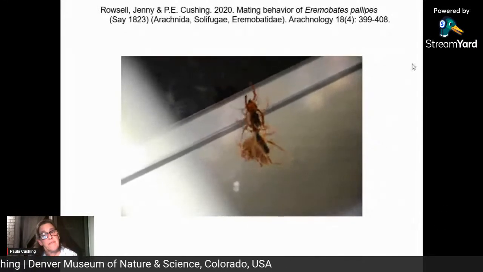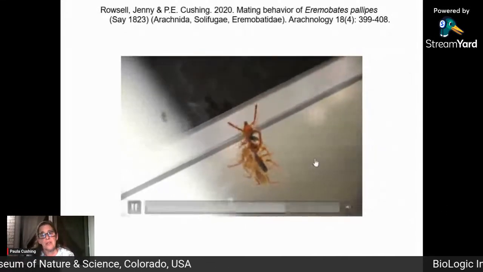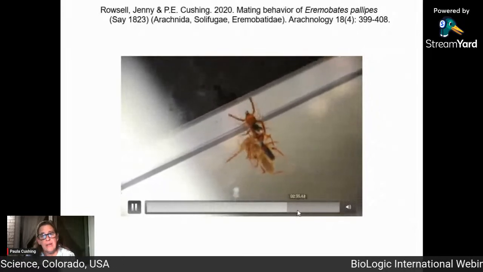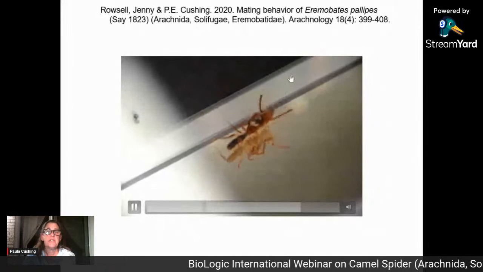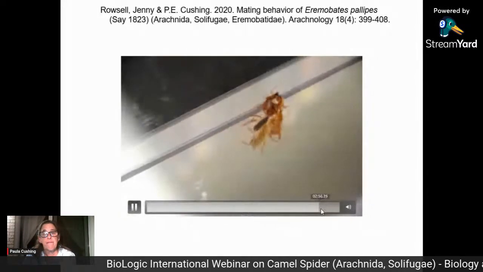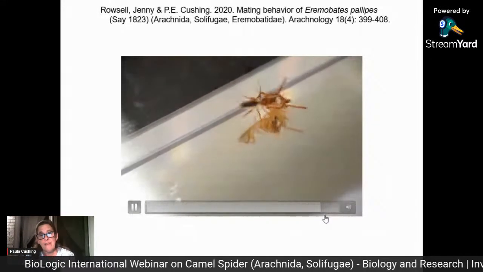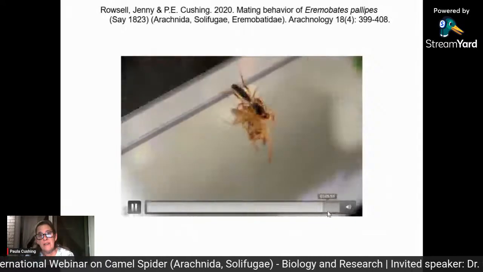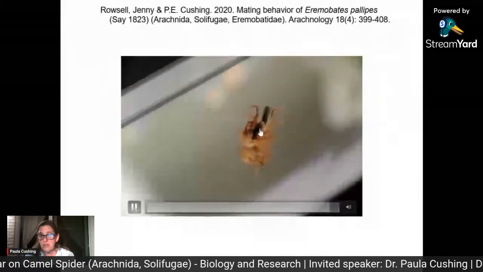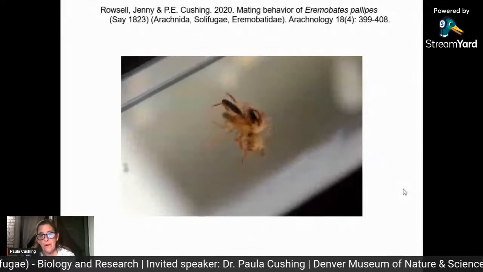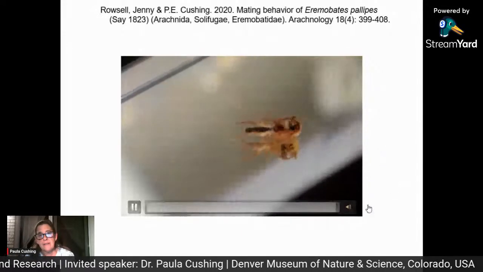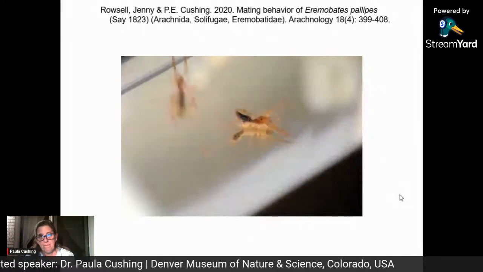And this goes on for quite a while. This goes on for a few more minutes. We're just going to skip ahead because he continues to chew on her. She continues to wake up until finally she's had enough, and she will try to escape from his grasp until finally he lets go of her and they separate. There we go.